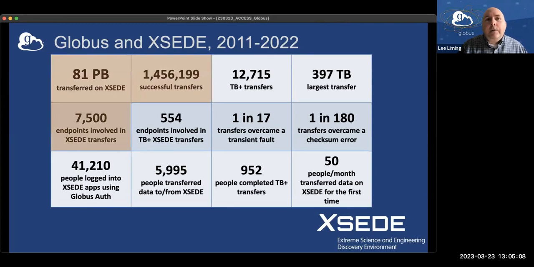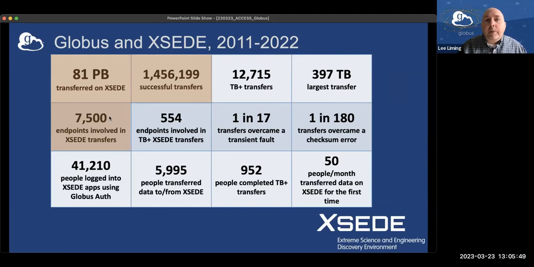I wanted to highlight just a couple of these figures, though. There are a lot of numbers on this slide, but I wanted to highlight a few of them for you. First, we moved a lot of data during that time period. When I say we, I mean Globus and the people who use Globus on XSEDE systems. 81 petabytes is a very large amount of data. It's the size of a pretty hefty sized research computing system. And that was the data that all of these 6,000 people transferred on XSEDE. That amounted to about 1.5 million successful transfers during those 11 years.